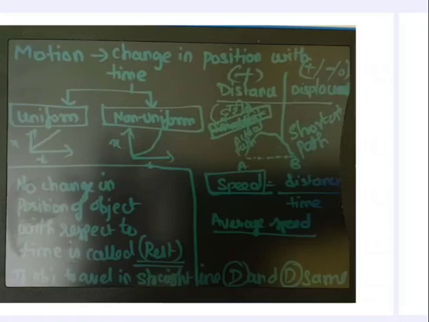If we draw a graph between the distance traveled and the time taken, in uniform motion the distance traveled with time taken will be a straight line, whereas for non-uniform motion it is a curved line. Why? Because it is not moving constantly, the motion is not constant. The next concept is that if there is no change in position of the object with respect to time, then that position is called rest. Any object remains at rest unless we apply any external force.